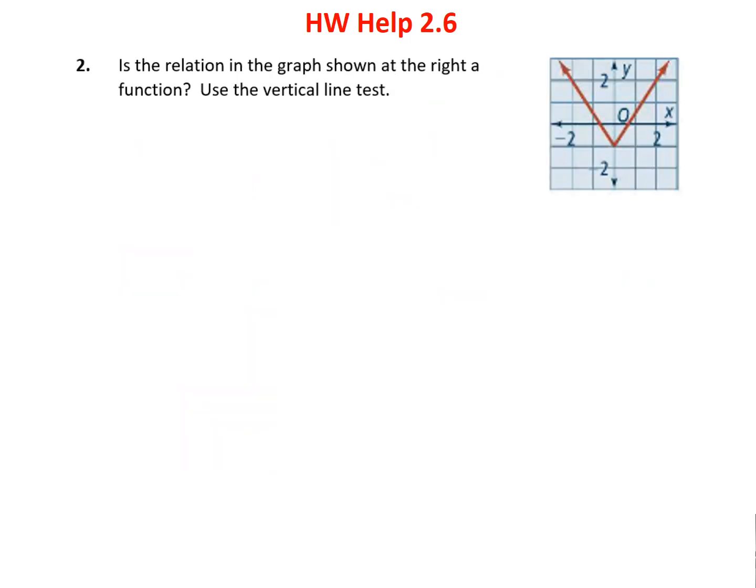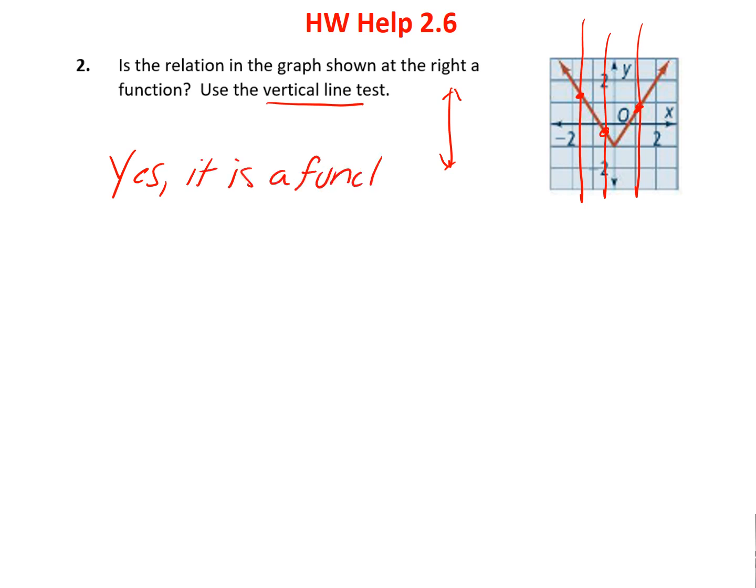In the second problem, we're asked if the relationship shown in the graph is a function, and we're asked to use the vertical line test. Remember, a vertical line goes up and down like this. So what we do is we draw vertical lines, and what we're looking for is, does it ever cross the graph more than one time? Notice if I draw that line, it only crosses once. If I draw it here, it only crosses once. No matter where I draw it, it only crosses one time. So I can say, yes, it is a function. Graphically, we're saying for any value of x along here, there's only one value of y.